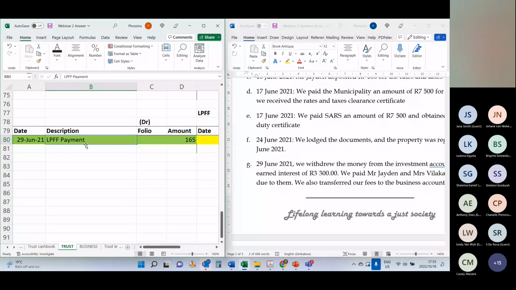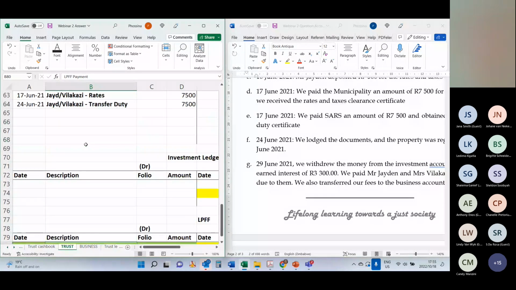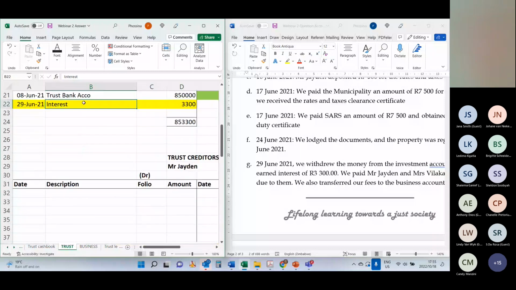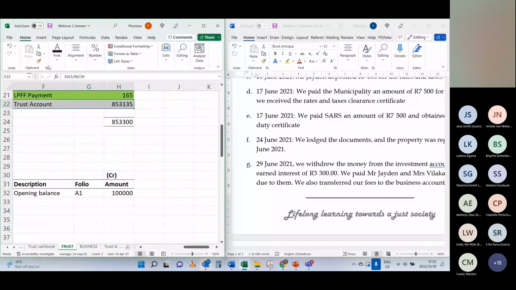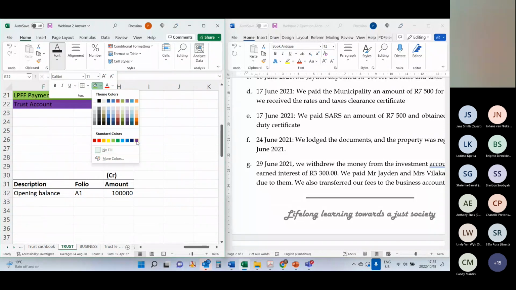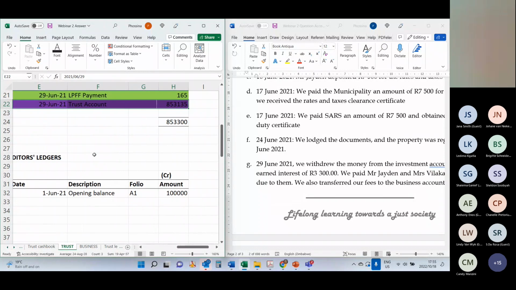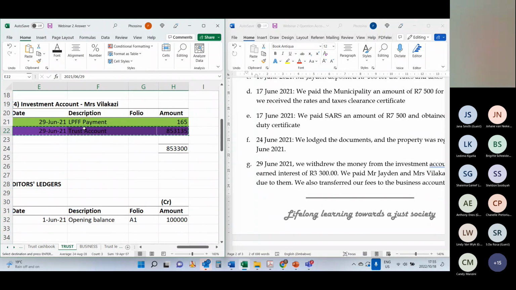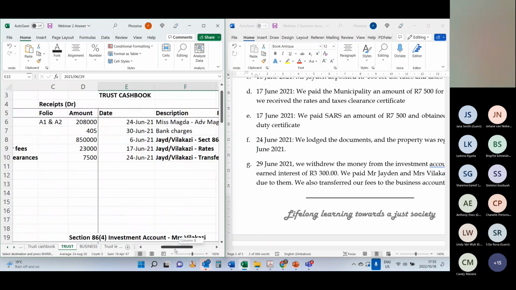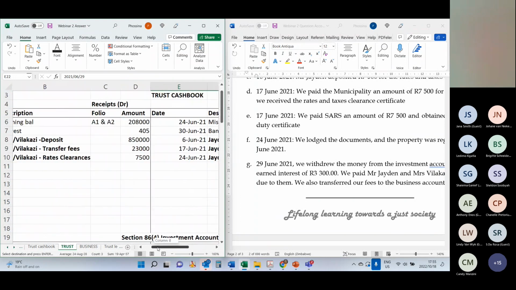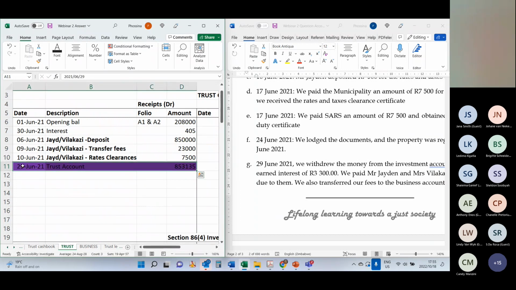We've invested, we've paid the LPFF. And the option is this one. Now we are paying back money into our trust account. I'll paint it purple. So if we are paying back money into our trust account, what is happening? Our ledger is closing. Our investment account is now closing. And our trust account is receiving.